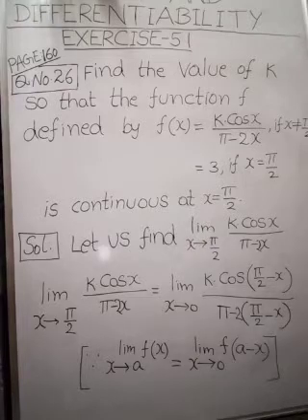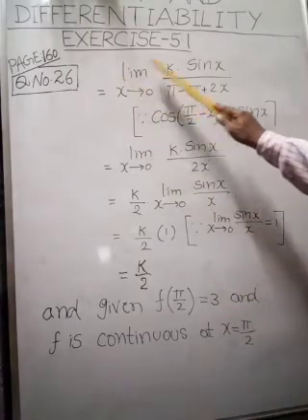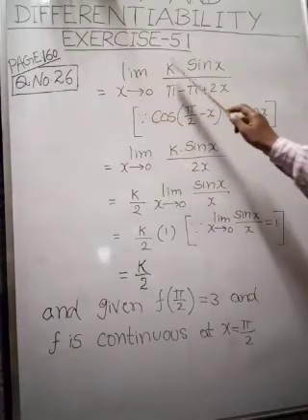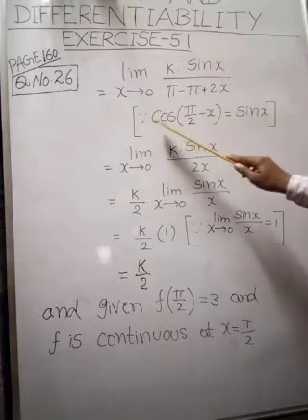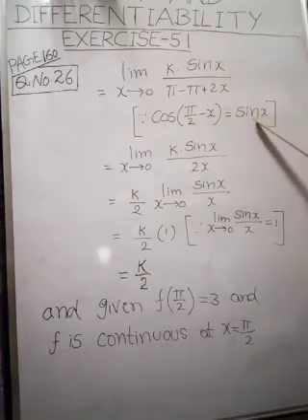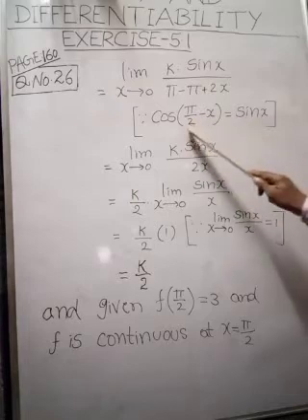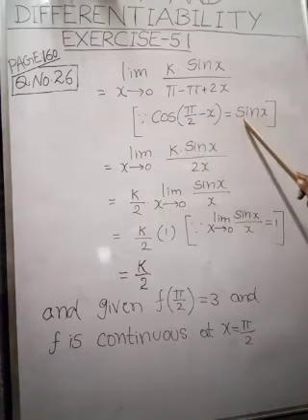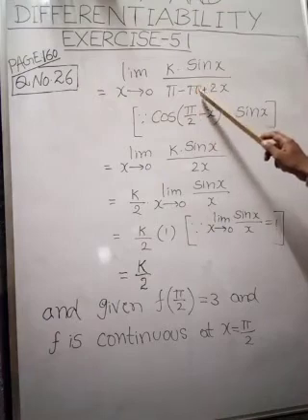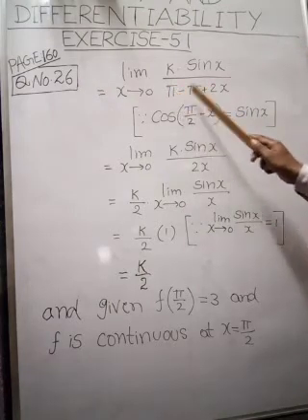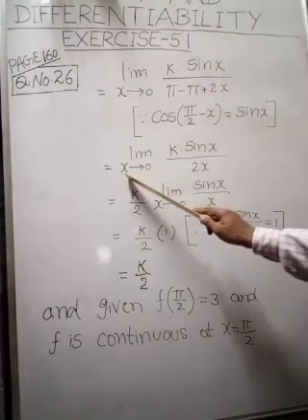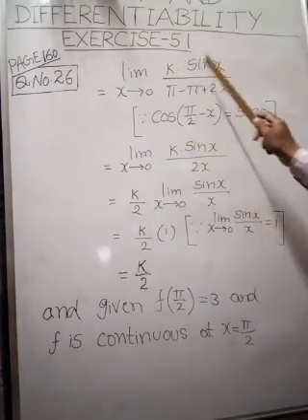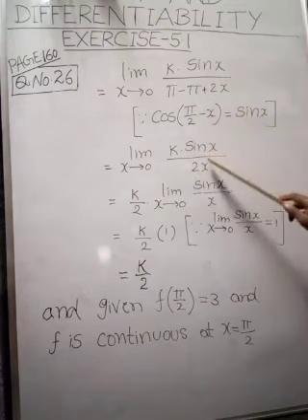Right. Now in the numerator, as x tends to 0, the limit of k into, in the numerator we get sin x, because cos(pi by 2 minus x) is equal to sin x, from trigonometry. In the denominator we get pi minus pi plus 2x. Now pi minus pi gets cancelled, then we get the limit as x tends to 0 of k sin x by 2x in the denominator. Understood this step, my dear children?